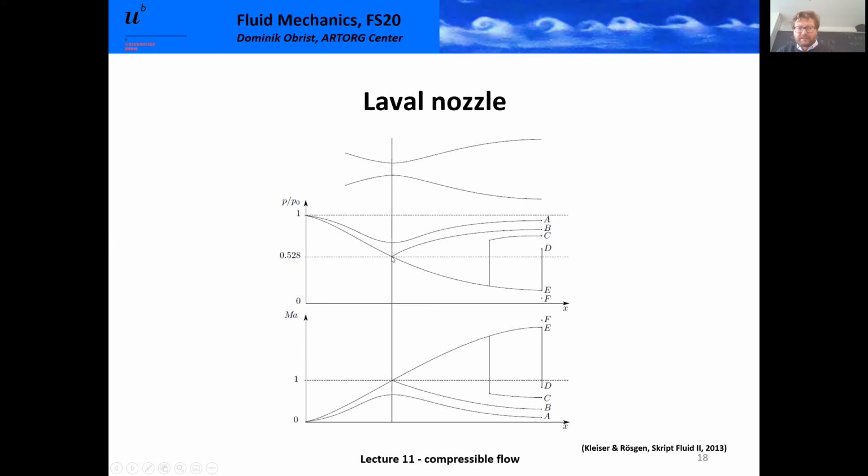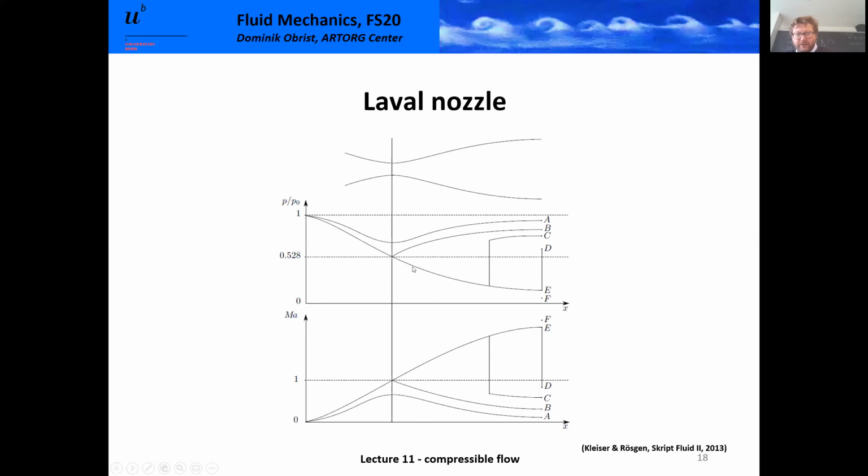At this point, we have reached Mach 1. And going back to subsonic is not an option for the flow because it would never reach the pressure PC. It would not be a solution. So the only way for the flow is to become supersonic, right here, supersonic.